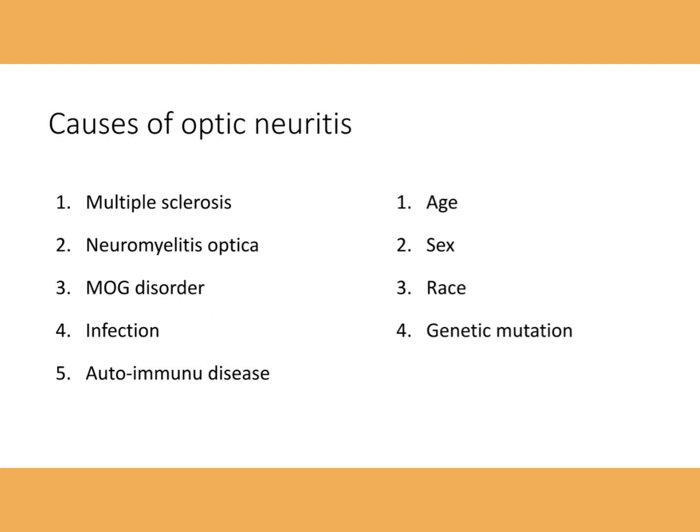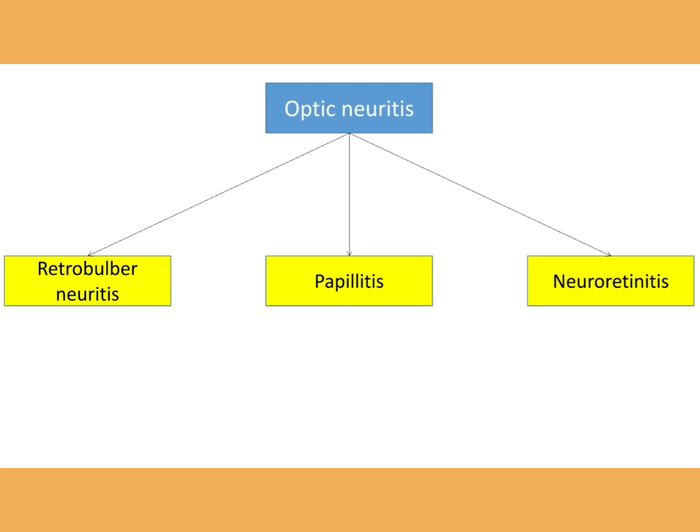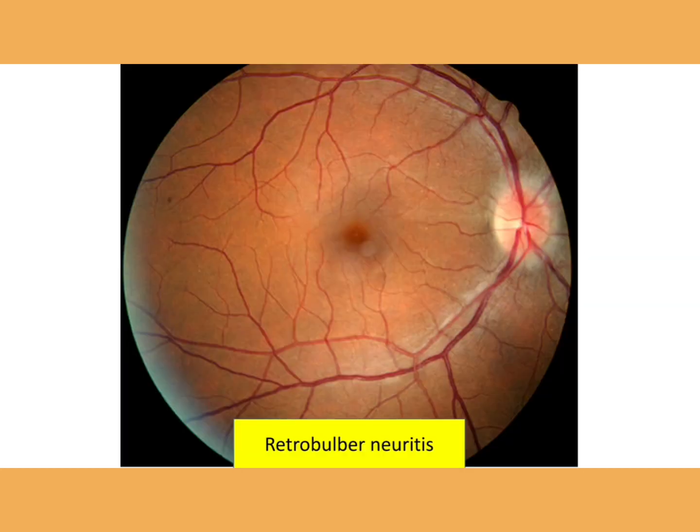Now let's go to the types of optic neuritis. Ophthalmoscopically, optic neuritis is of three types: retrobulbar neuritis, papillitis, and neuroretinitis. This is retrobulbar neuritis. In this type of optic neuritis, the retina appears normal with a normal optic disc, but the inflammation actually happens behind the optic disc. The optic nerve fibers get inflamed, leading to defective signaling to the brain and impaired vision in the affected eye.